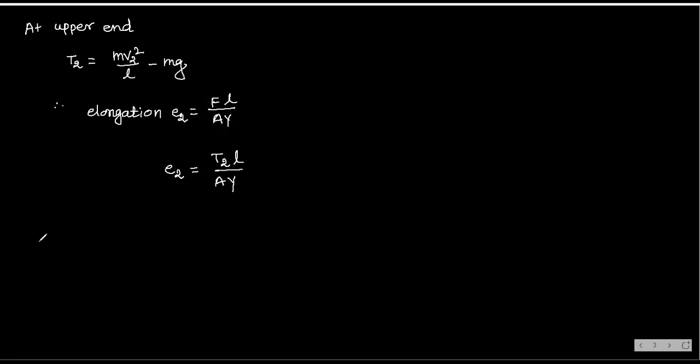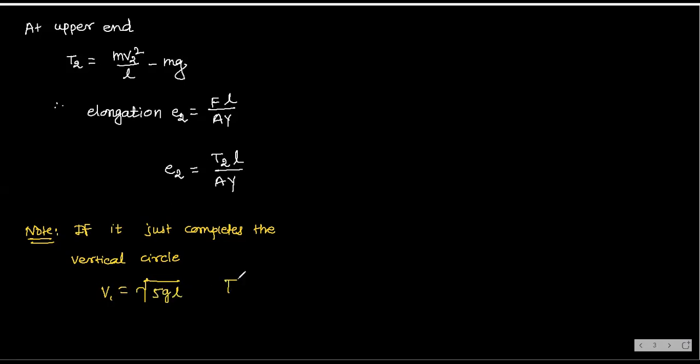One note point: if it just completes the vertical circle, then V1 is equal to root 5 gL, and this T1 is equal to 6 mg. This we have already learned in rotational motion. Okay, right? Note it down.